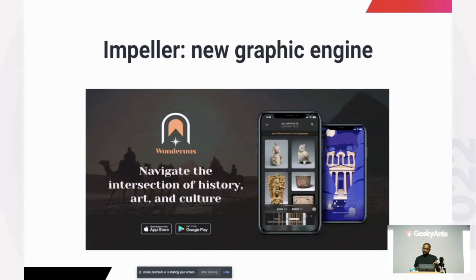The reason for that was that the existing rendering engine, Skia, was not compatible with new hardware that is coming through, such as new graphics APIs like Metal on iOS and Vulkan on Android. Also, the current Skia rendering engine requires shader compilation.